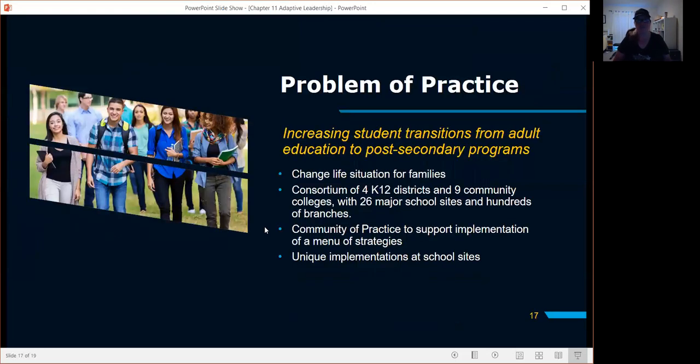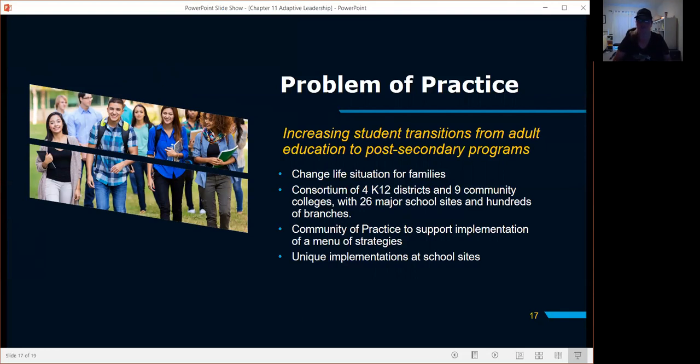My problem of practice is increasing student transitions from adult education to post-secondary programs. So our goal is to get students, once they've graduated from adult ed, to move on to college or to a career tech ed program. Our purpose in doing that is really to change the life situations for families so that they can move into making more of a livable wage.